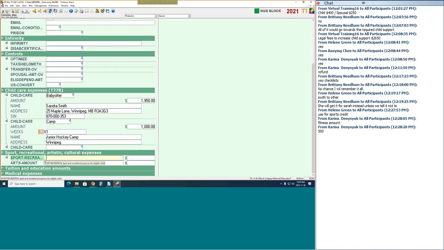It's only going to work on a province that has a provincial credit. But in our case, we have a Manitoba provincial fitness credit, so I'm going to say junior hockey camp. If I can spell hockey, and I'm going to say 500, but I can't double claim, so I have to take 500 off the camp. I'm going to use half the receipt for childcare and the remainder of the receipt for the hockey camp.